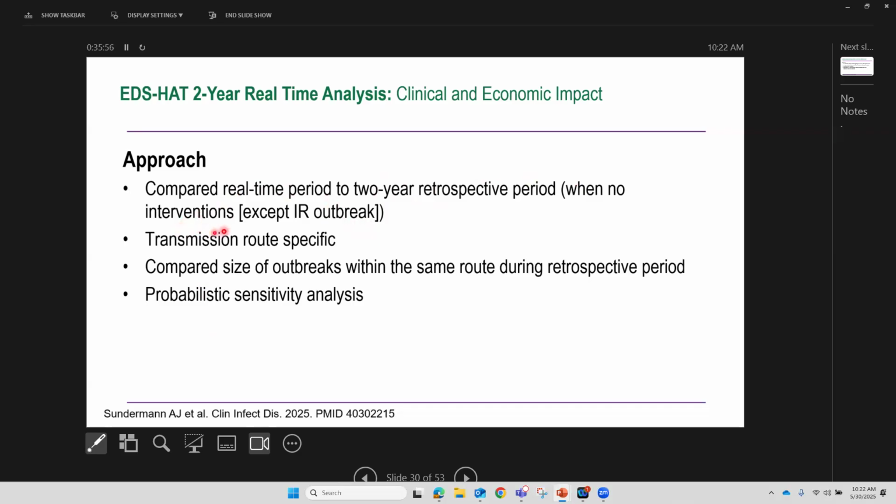Our analysis was transmission route specific. So, for example, if a particular strain was causing an endoscope outbreak and we intervened there, that's how we analyzed the data. If that strain also got into the patient population, it was transmitted onto a unit. If we hadn't intervened yet, that was not counted in the analysis. And we compared the size of outbreaks within the same route during the retrospective period to the real-time period. And then we did a bunch of sensitivity analyses as well.